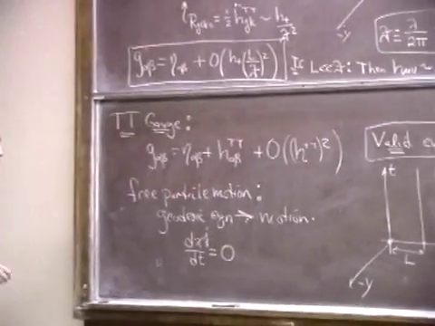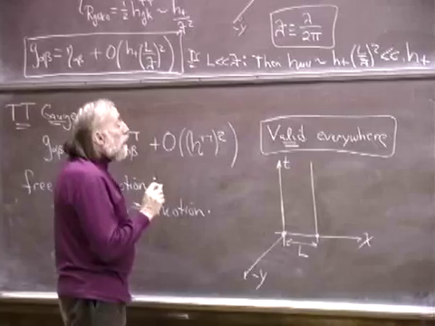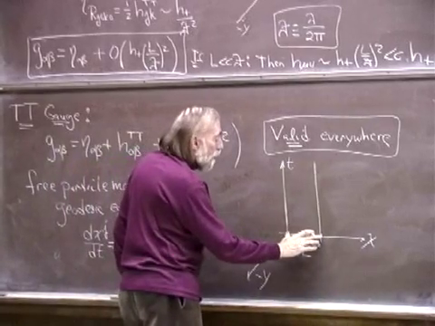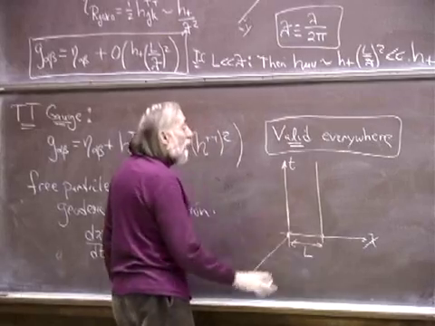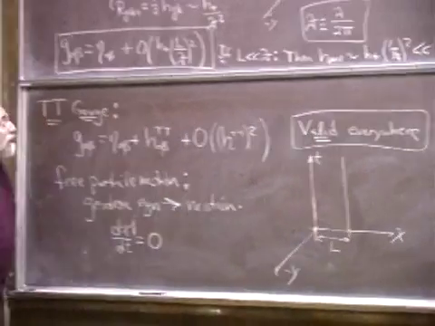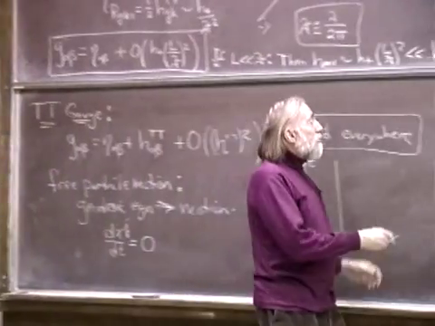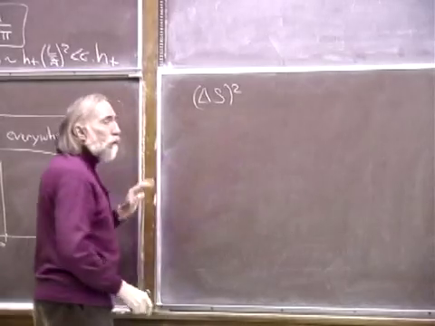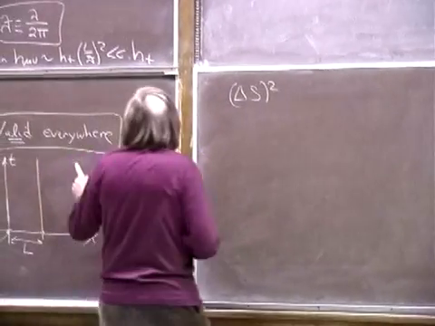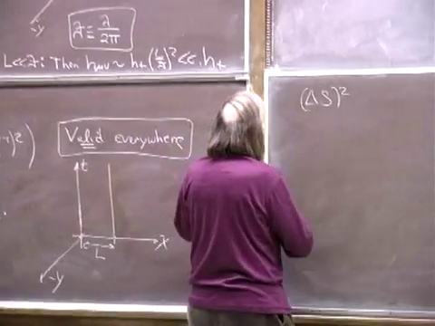We can ask, how are these two pictures compatible? And the answer is, if you ask yourself what is the proper distance between these two particles at any given moment of time, the proper distances are going to be the same. So let's just ask that. What is the proper distance squared between the two particles? Because in both cases, the particles are separated just along the x direction.